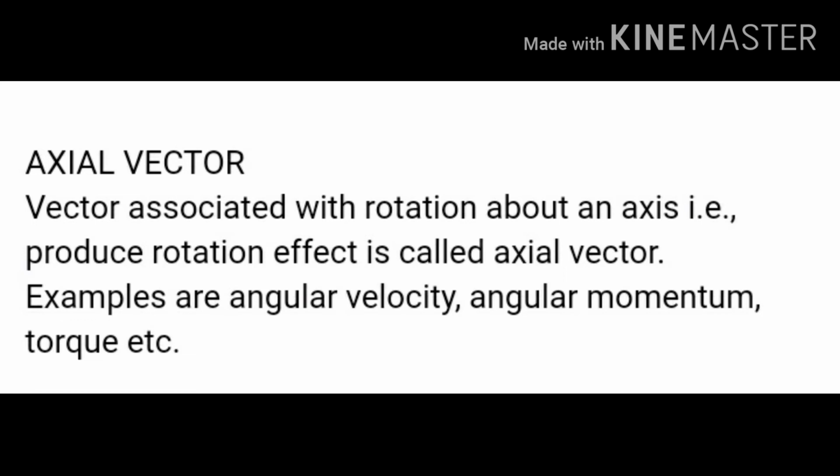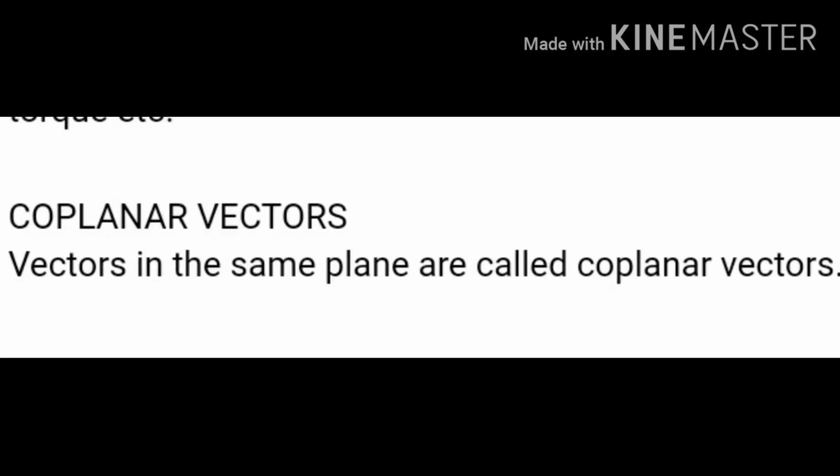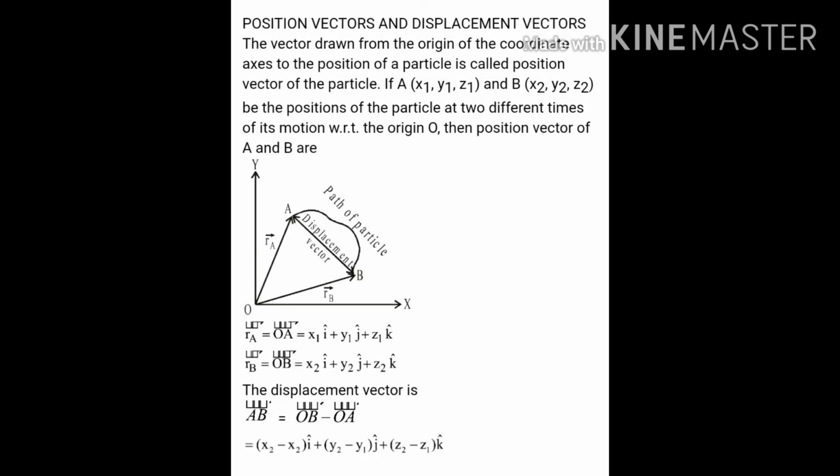Now move to the next vector, which is coplanar vectors. Vectors in the same plane are called coplanar vectors. Now move to the next, which is our last vector: position vector and displacement vector.